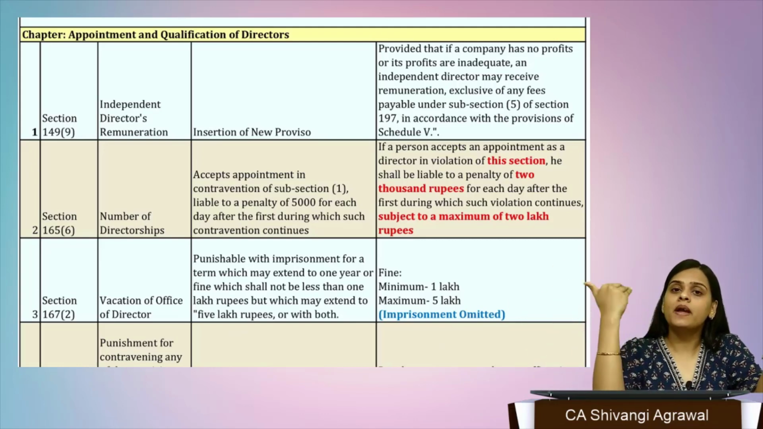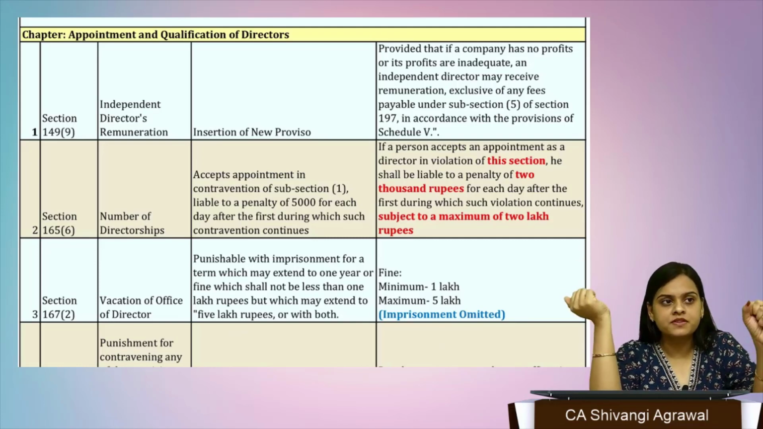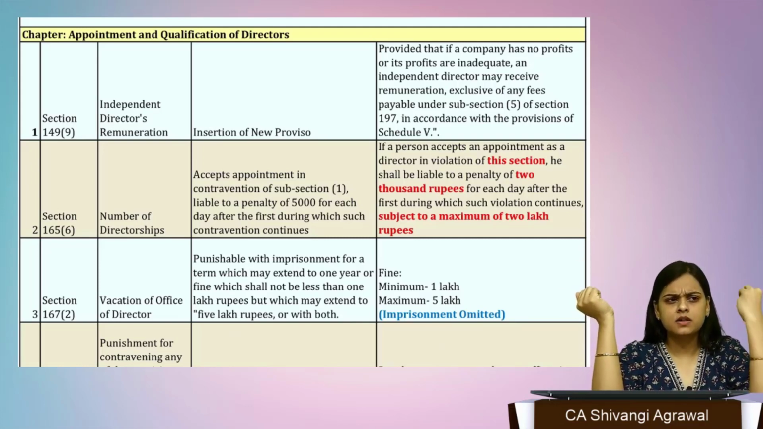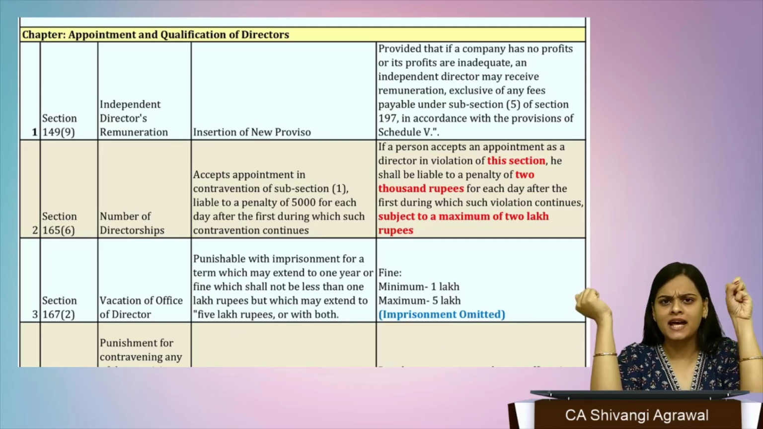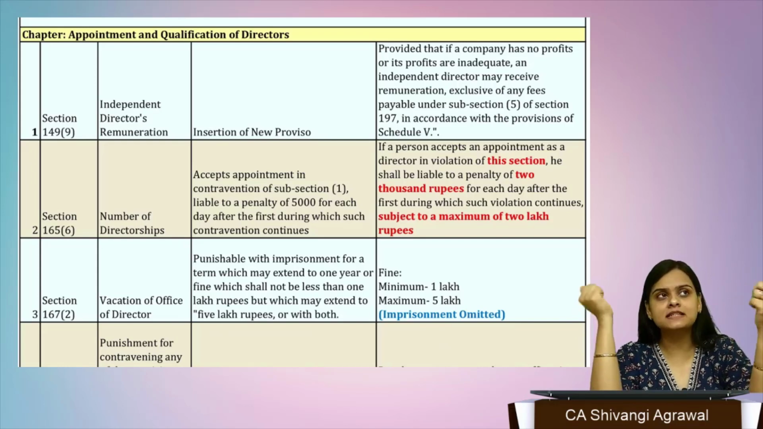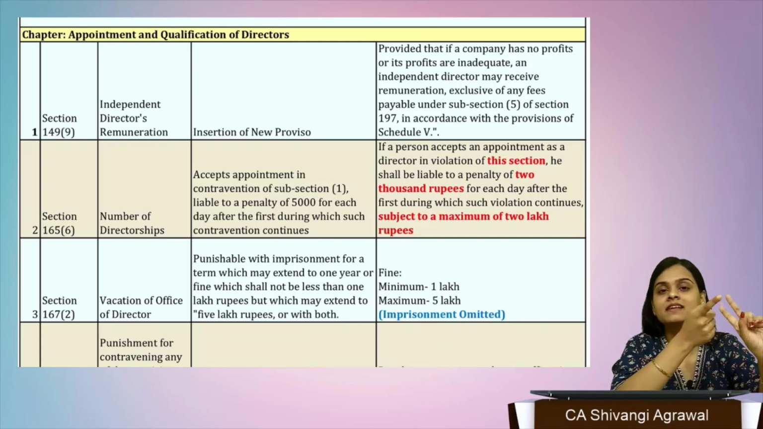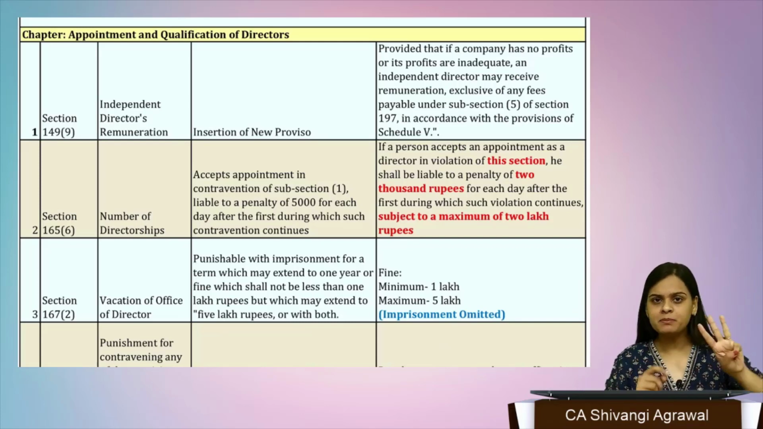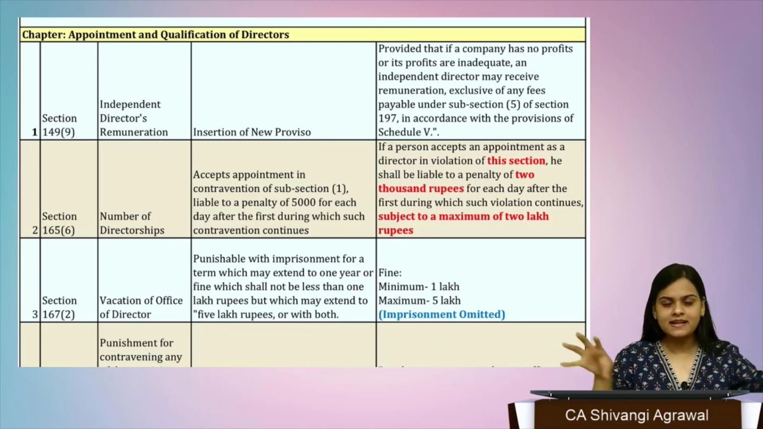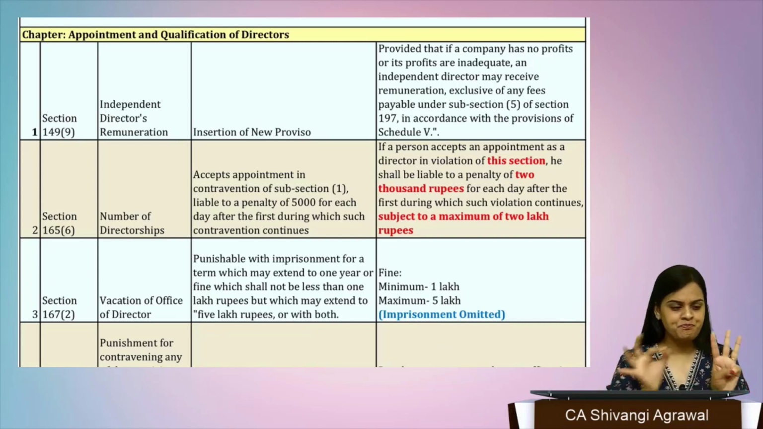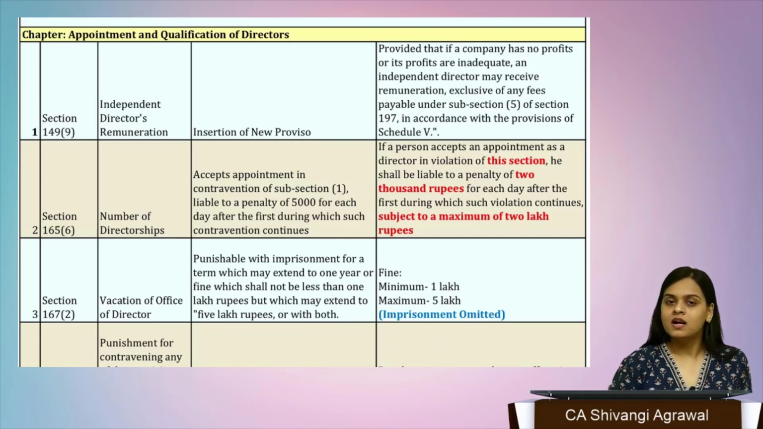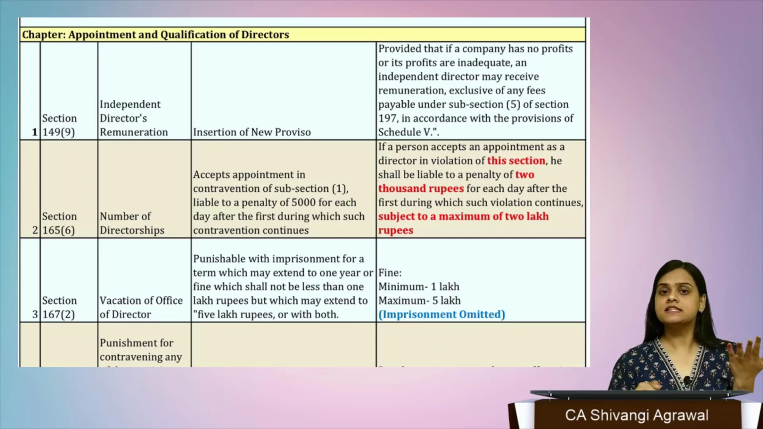Okay, so whenever a company is making profits, what remuneration has to be paid to managerial personnel, which means all the executive directors as well as managers. There are three people whose remuneration we read in Schedule 5 and everything: managing director, whole-time director and manager, right? If you remember. Now, non-executive directors, what do they get? They get the sitting fees.